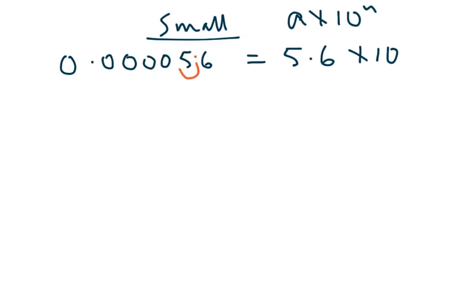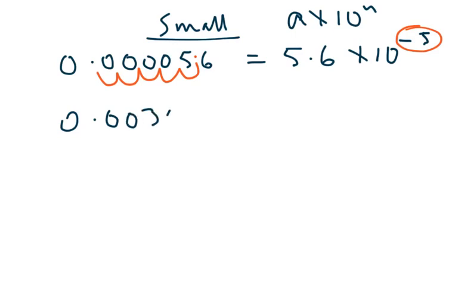Now I have to move it back. 1, 2, 3, 4, 5. So that's going to be 10 to the power of minus 5. Let's have a look at another example now. 0.0034. That's equal to 3.4 times 10 to the power of, there's my decimal point, 1, 2, 3, minus 3.